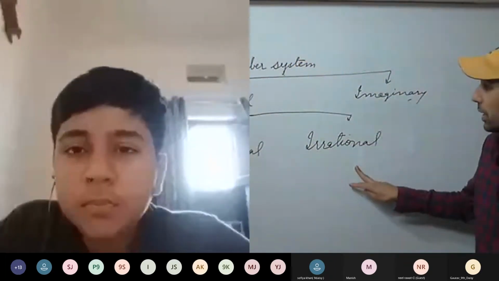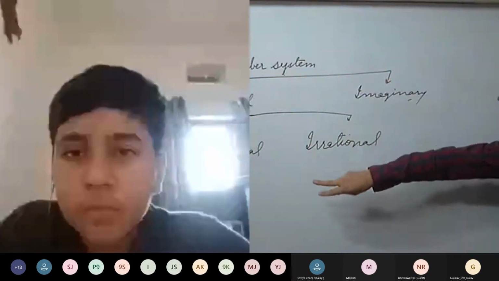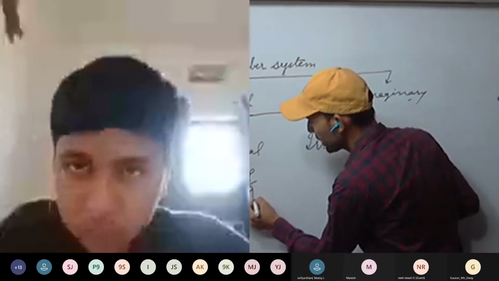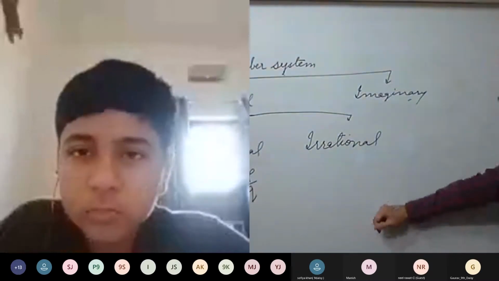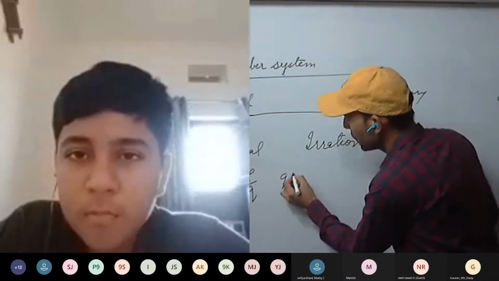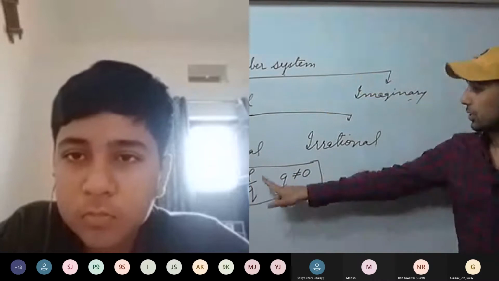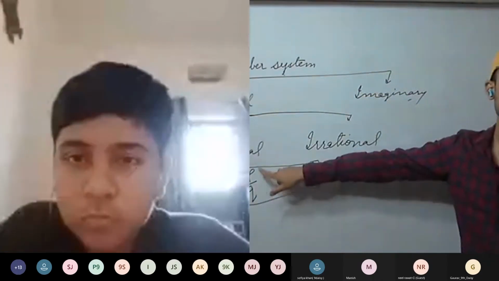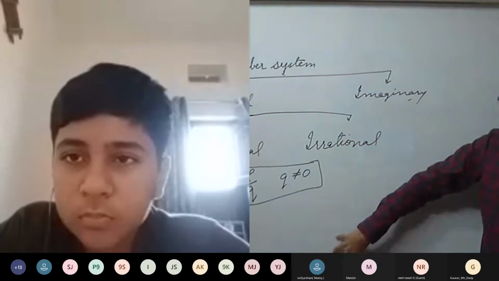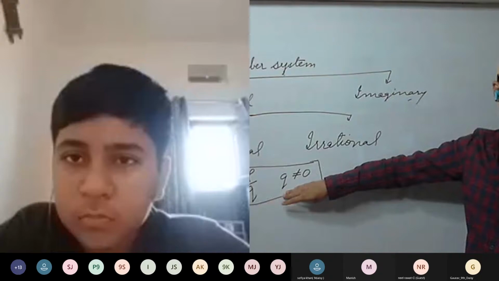Again, we divide into two groups. Now, what are rational numbers? The numbers which can be represented in the form of p by q. That is, they can be represented in the form of a fraction, where there is one condition as well: q not equal to 0. Irrational numbers cannot be represented as a ratio of two integers. We'll be discussing what integers are, and then we'll come back to the definition of rational numbers.